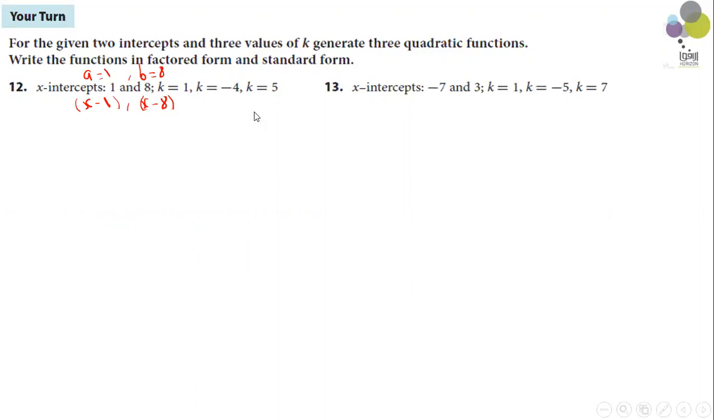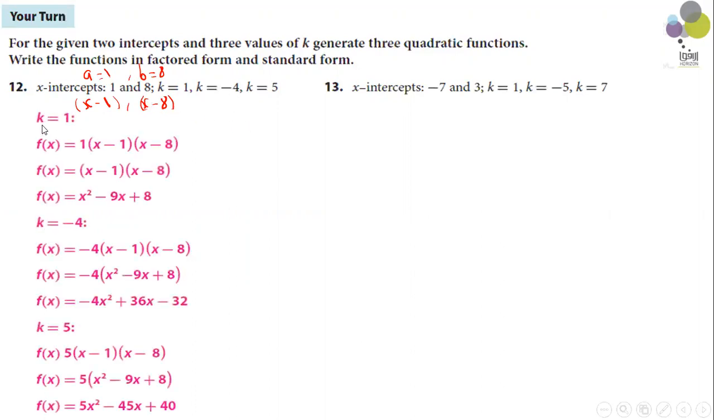Okay, and complete. If k equals 1, first case, multiply the two linear factors: x minus 1 multiplied by x minus 8. Complete multiplying, so this is the function if k equals 1. If k equals negative 4, we will multiply negative 4 by this trinomial.